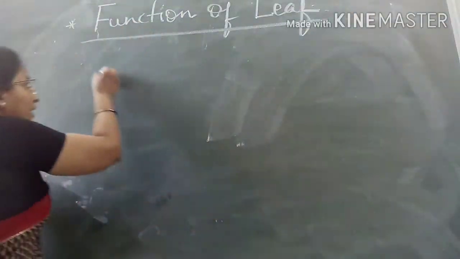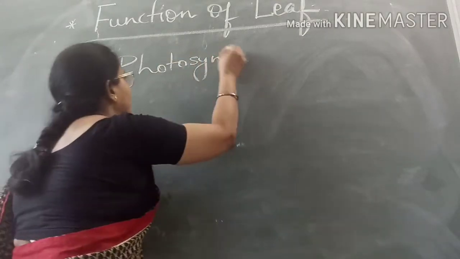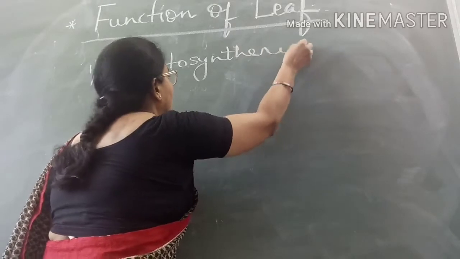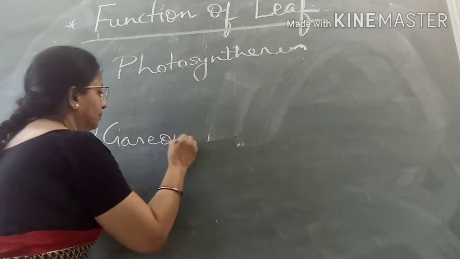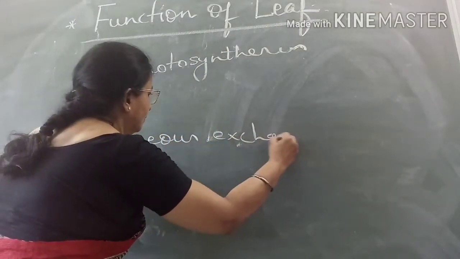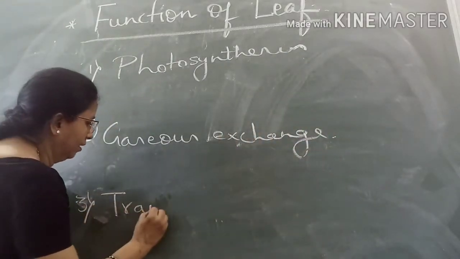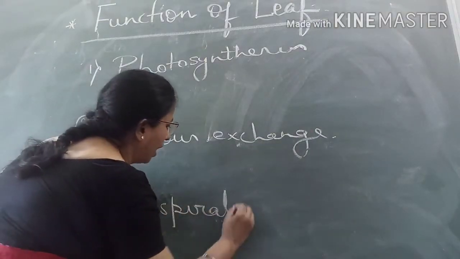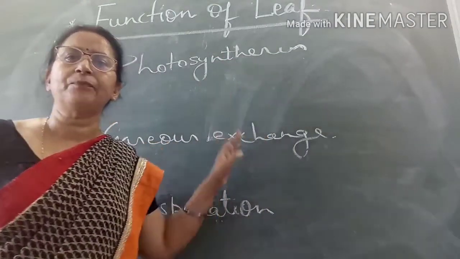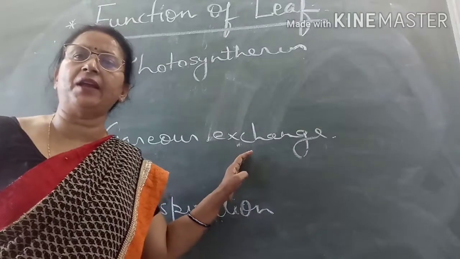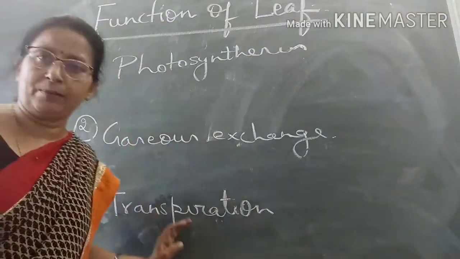Leaves perform the following functions. First one, photosynthesis. Second one, gaseous exchange. Third one, transpiration. These functions are performed by leaves. First one, photosynthesis. Second one, gaseous exchange. And third one, transpiration. Now, we will discuss one by one.